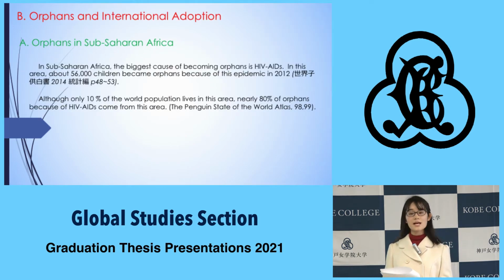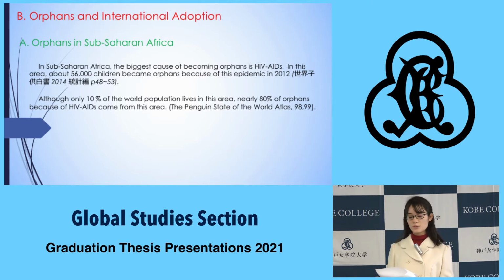B. Orphans and international adoption. Orphans in sub-Saharan Africa. In sub-Saharan Africa, the biggest cause of becoming orphans is HIV/AIDS. In this area, about 56,000 children became orphans because of this epidemic in 2012.